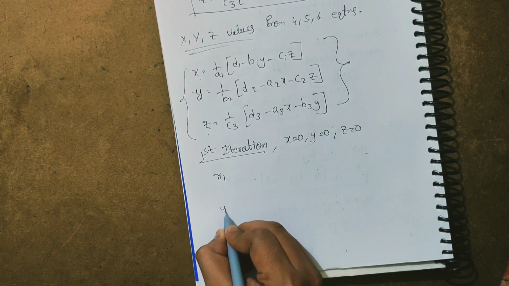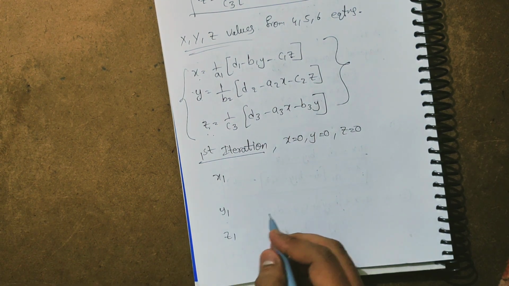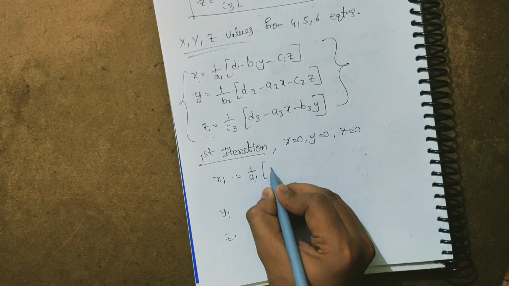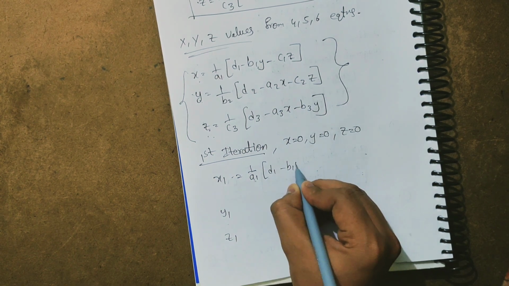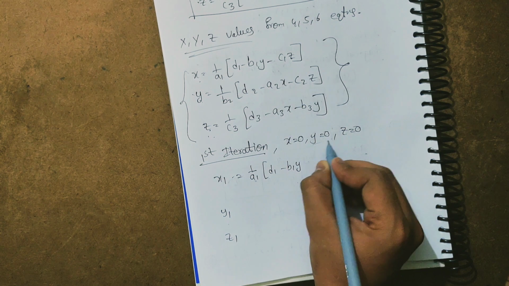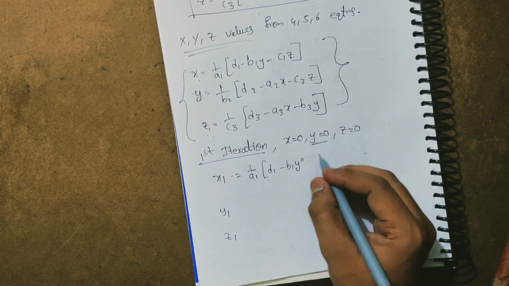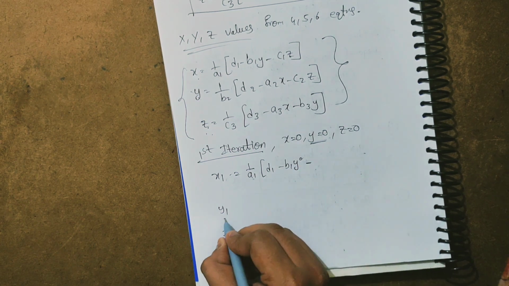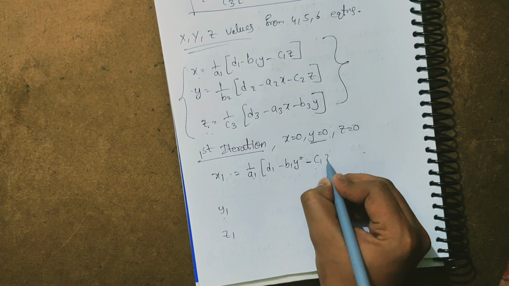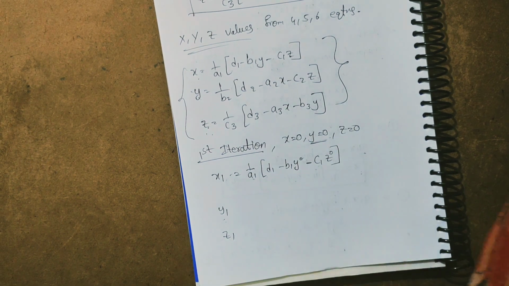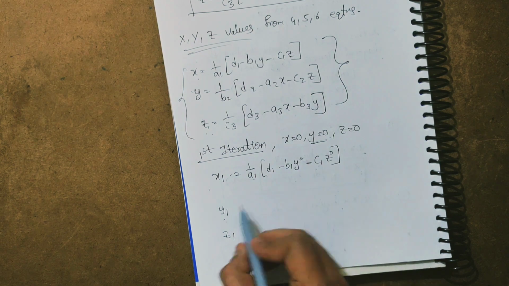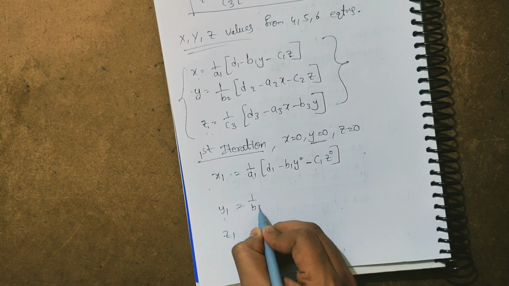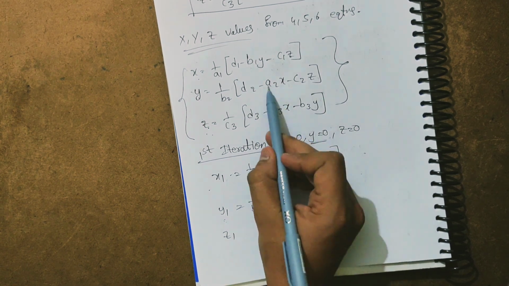x1, y1, z1. Okay, x1 will be 1 by a1 and d1 minus b1. Y value, which one y value we have? This initial y value we have, so we can write y0 and minus 0 means initial y value. Okay, y1 means this one minus c1 z initial, right? This will be our first iteration x1 value. What will be the y1 value? This one only, 1 by b2 d2 minus a2x.